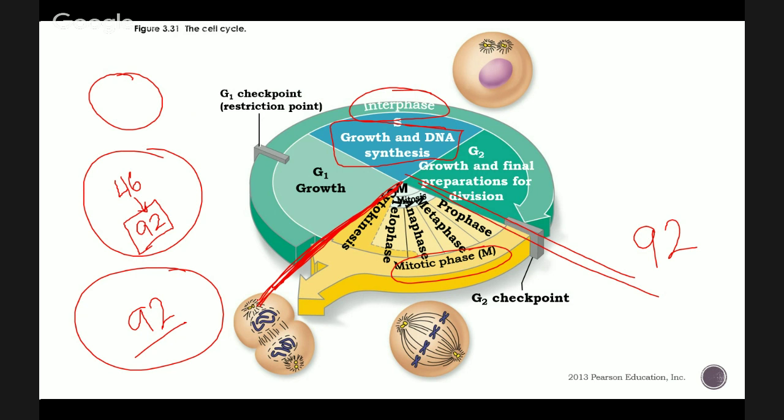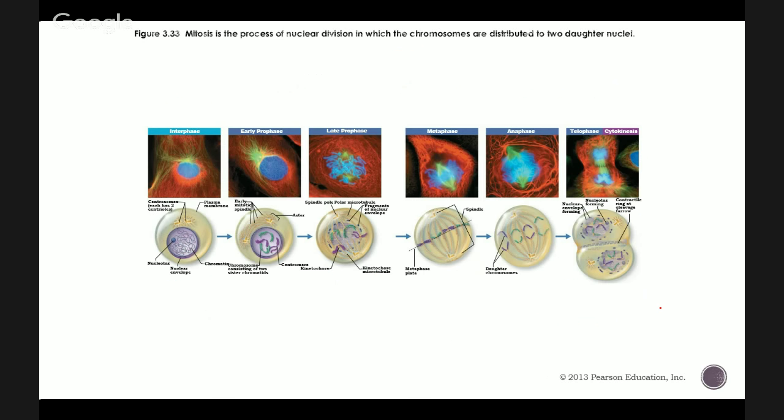So when you start mitosis or you start meiosis, because this is where you start, right here, you'll always have 92. Okay? Follow me at least for now? Okay. We'll go through it. I'll take you through it. So this is what we're going to see in mitosis.